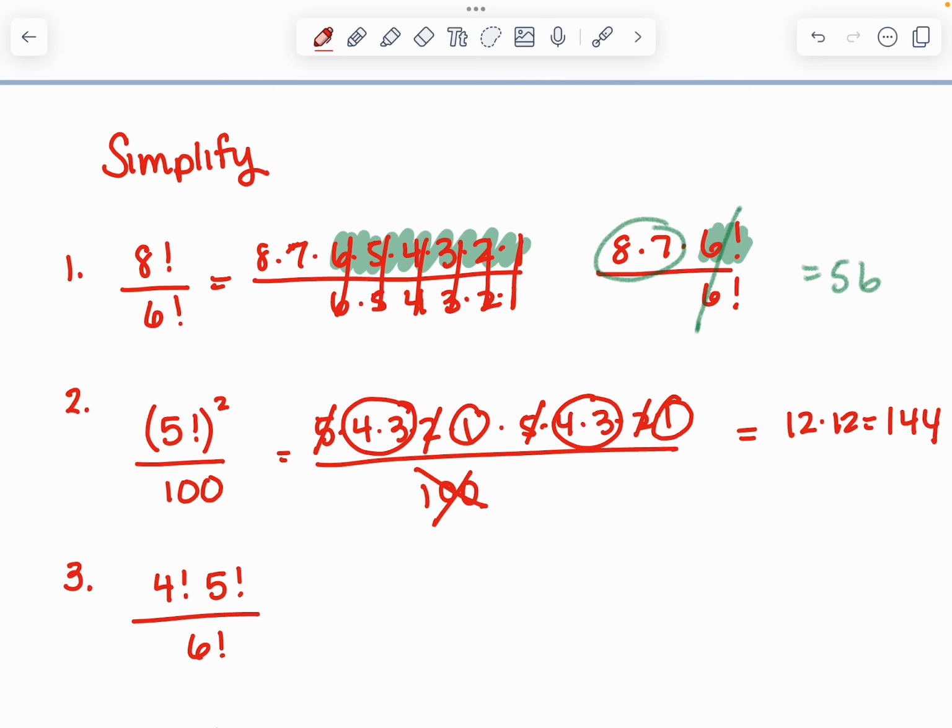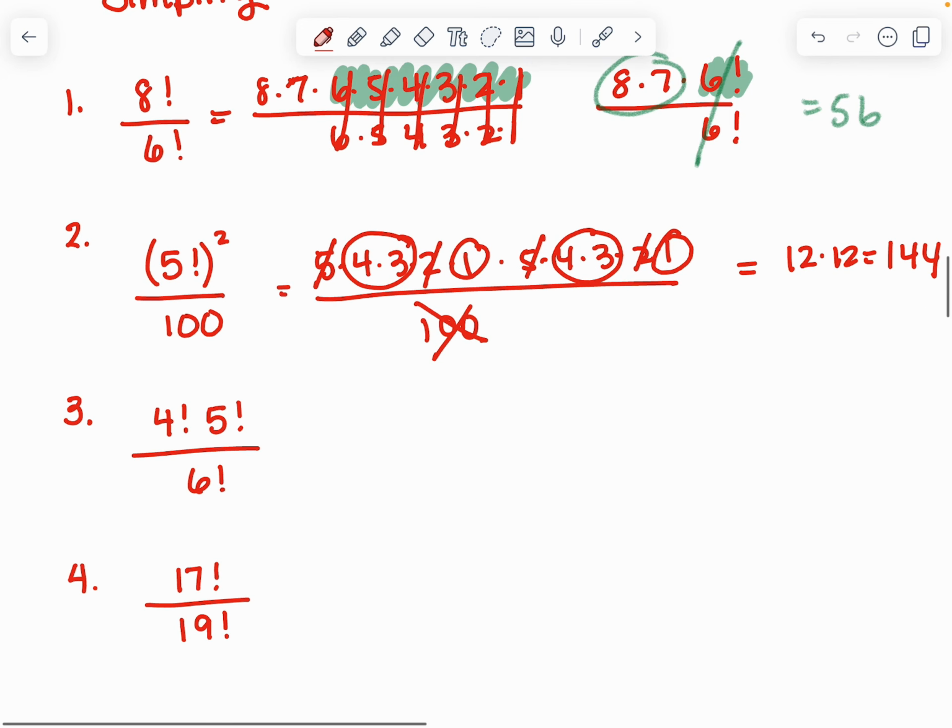So just use a little bit of clever reducing, and it works out really cool. Now, what about something like number 3?